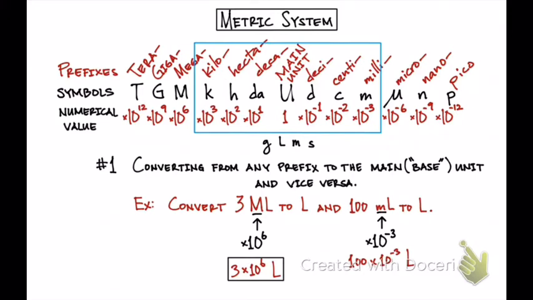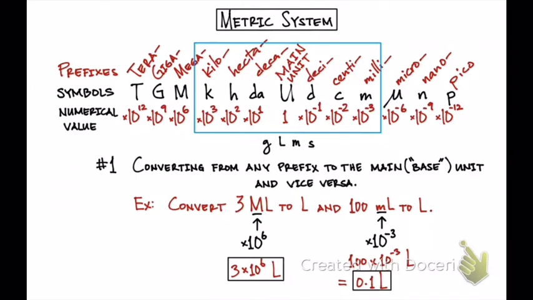Okay, and so with this, you can plug it into the calculator if you want, 100 times 10 to the negative 3, and you get 0.1 liter. Or you can also use your knowledge regarding moving that decimal place to the left or to the right, depending on whether that number is going to be a number less than 1 or a number greater than 1.